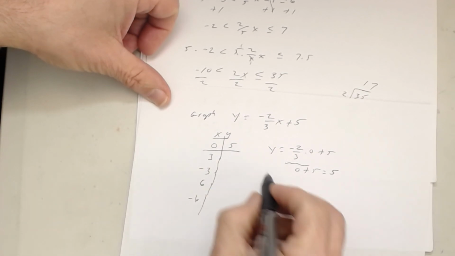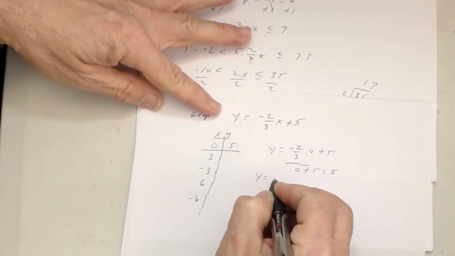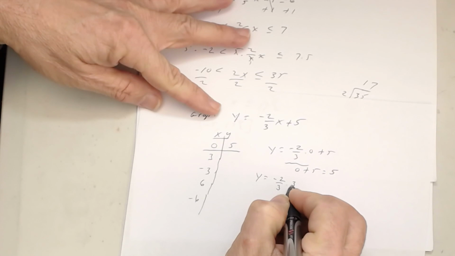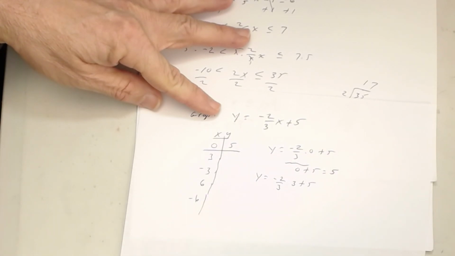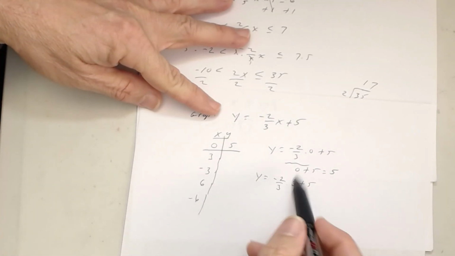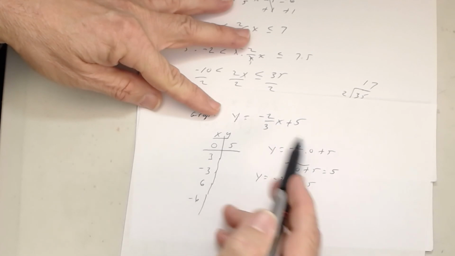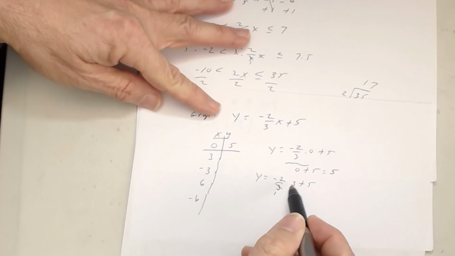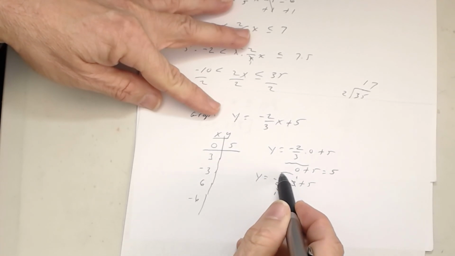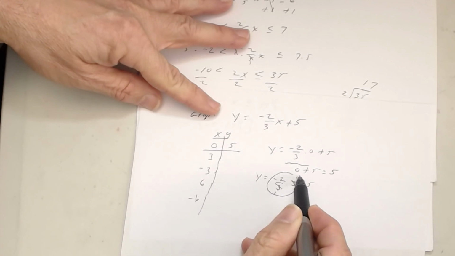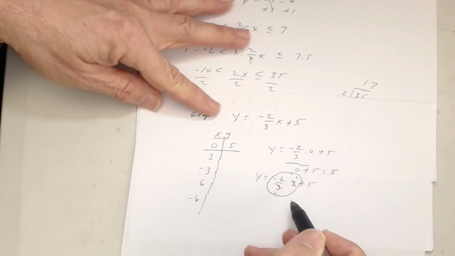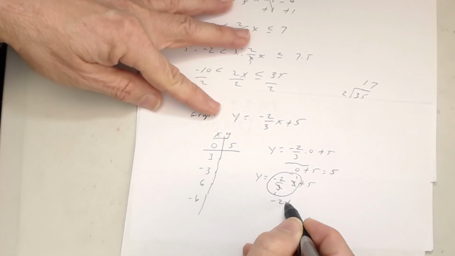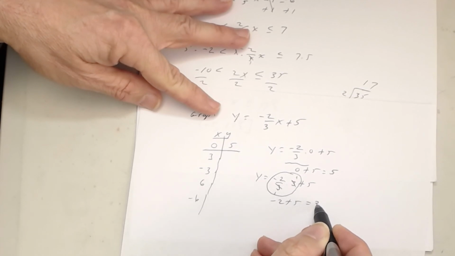If x is 3, I get y equals -2/3 times 3 plus 5. And remember, the whole purpose of multiplying by a number divisible by 3 is so this number down here becomes a what? A 1. 3 into 3 is 1. And remember last class period, I circled this because that's a product. What is this product right here? What's -2 plus 5? +3.